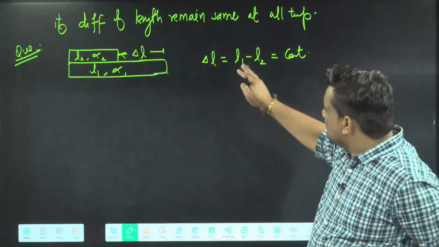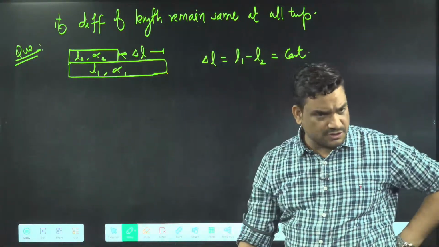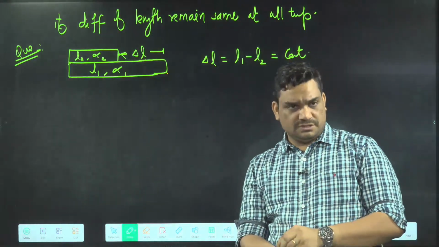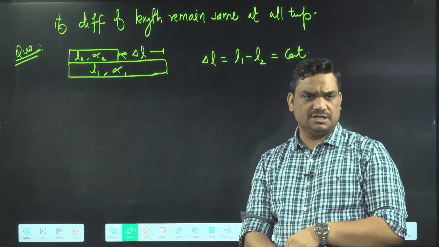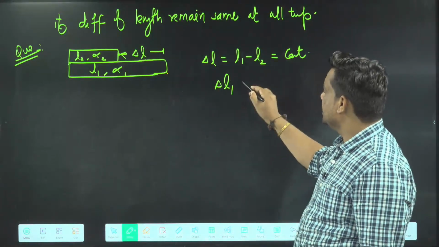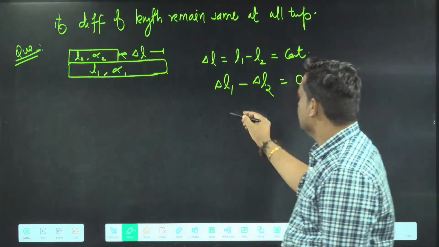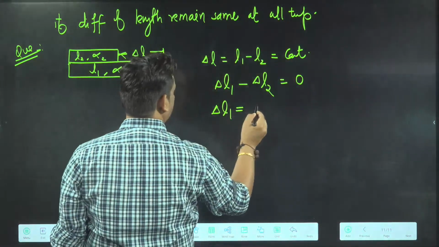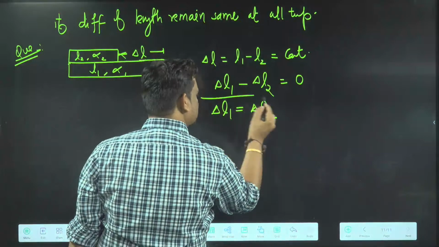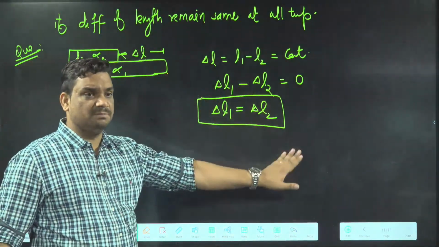Or I can prove it mathematically. For the change, we do the differentiation. The general meaning of differentiation is change. So L1 change will be delta L1, here the change will be delta L2, and for a constant the change is 0. So we can write delta L1 equals delta L2, and this confirms that the change must be the same in both rods.